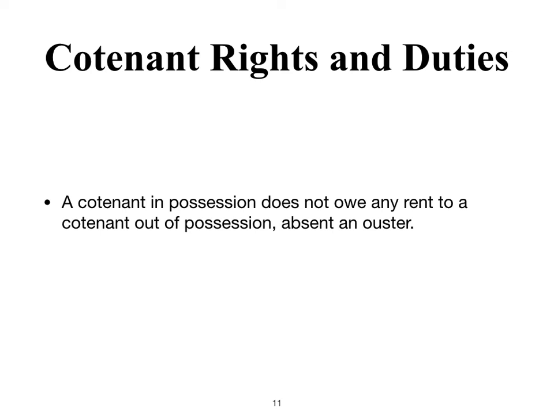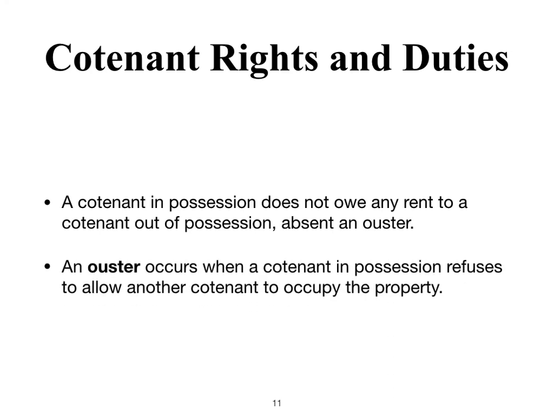But like we said, if there is an ouster, right? If a co-tenant occupies the property and refuses to allow another co-tenant to occupy the property, then that other co-tenant is entitled to damages. So for example, let's say that A ousts B. A would be liable to B for B's pro rata share of the rental value. And let's say that rental value is $1,000 per month, and both A and B have equal shares. Then A would be liable to B for $500 a month.